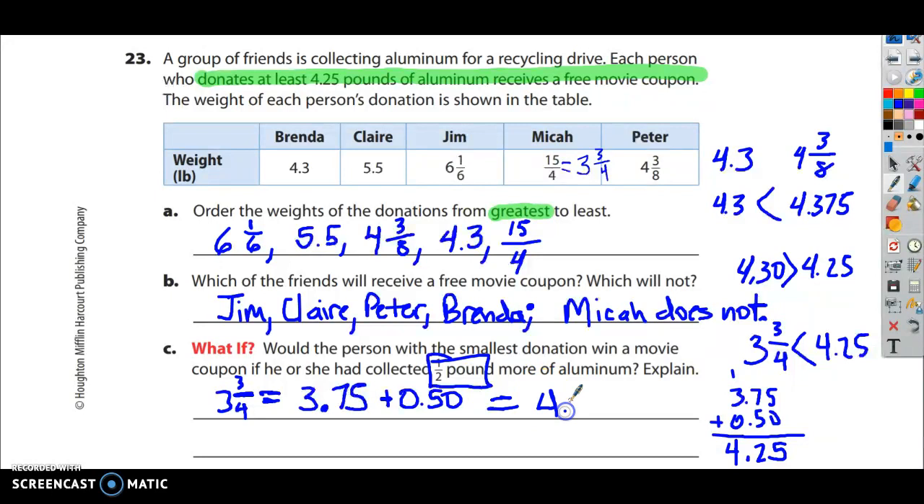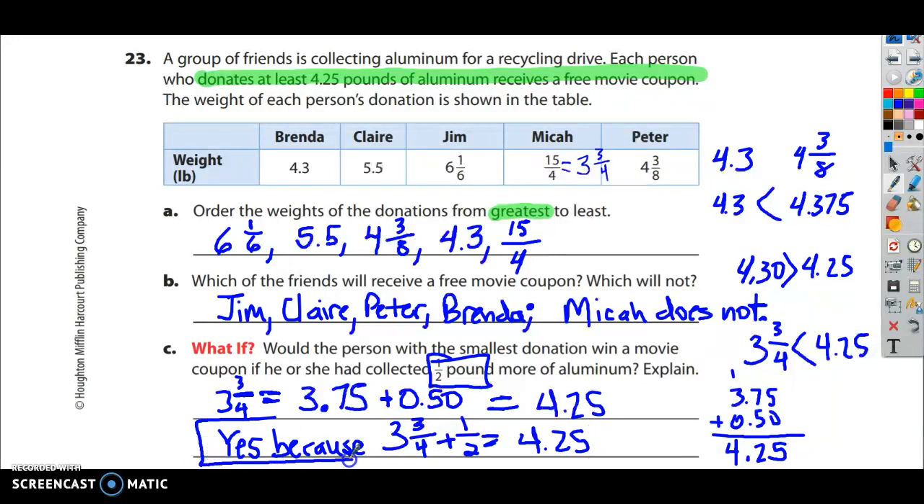And is 4 25/100ths enough to get a free movie coupon? And the answer is yes. It says explain. I kind of showed my work, but I'm just going to write yes because 3 3/4 plus 1/2 equals 4 25/100ths. I'm going to put a box around this as a final solid answer there. Okay, great job. You are done with page 63.